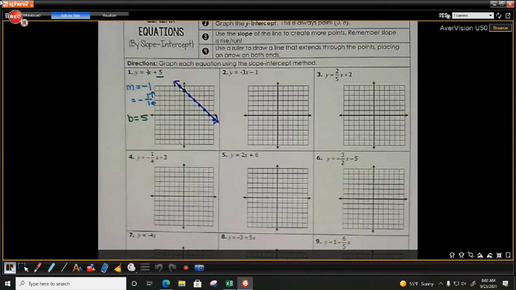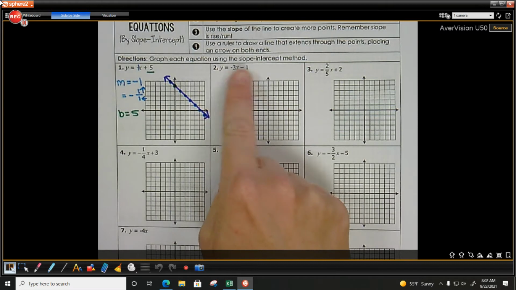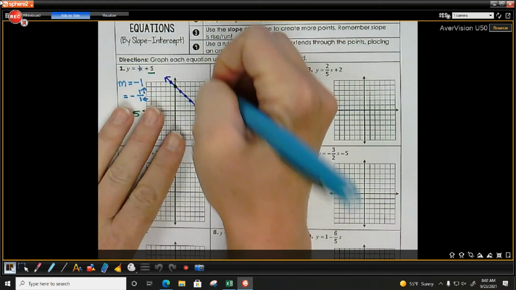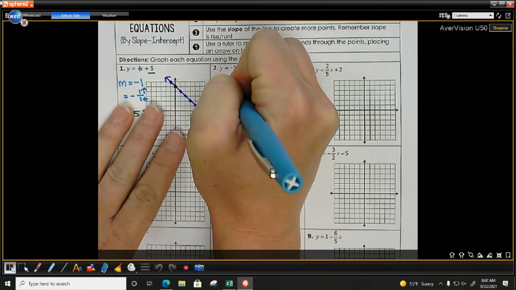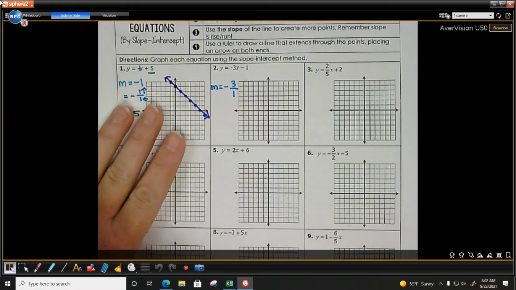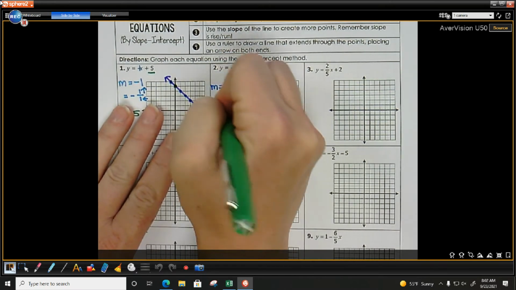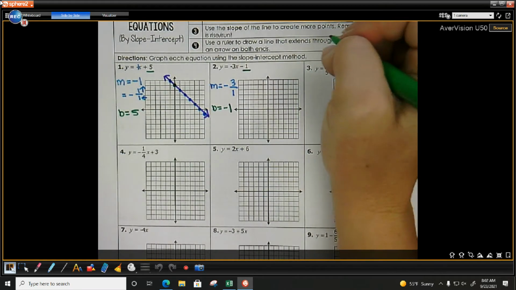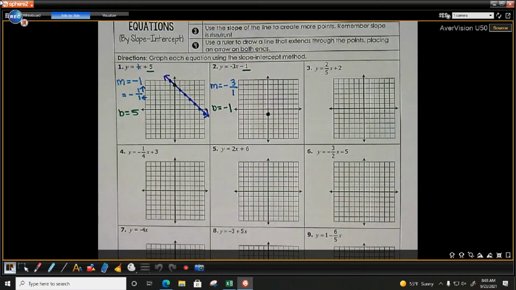Let's do the next one. Let's do number 2. Are we in the form y equals mx plus b? Yes. What's my m? I want to write it as a fraction, so I'm going to do negative 3 over 1. And what's my b? Negative 1. So where do I begin again?